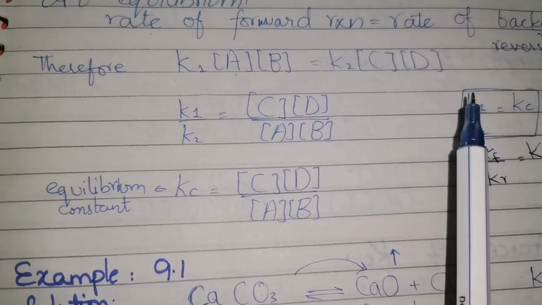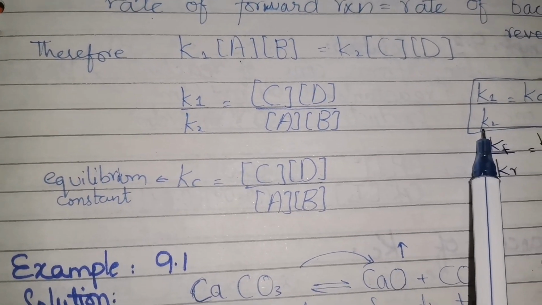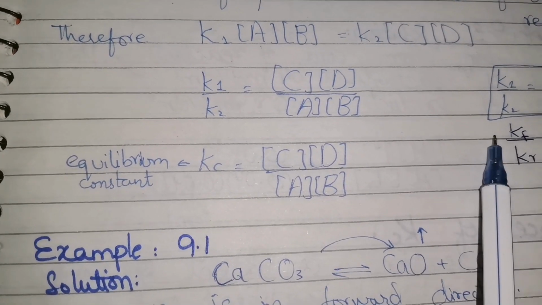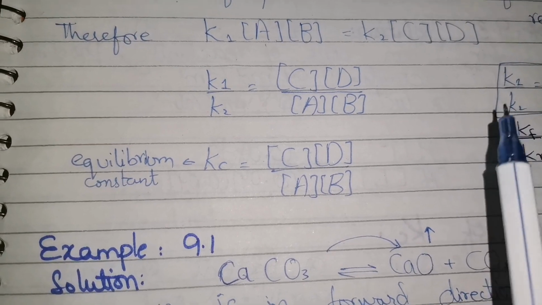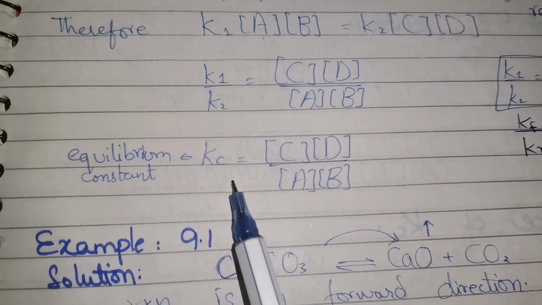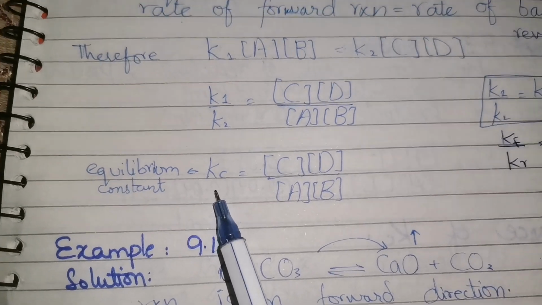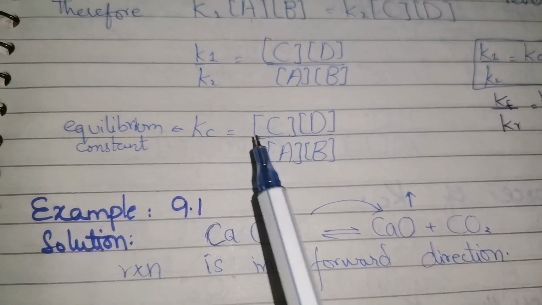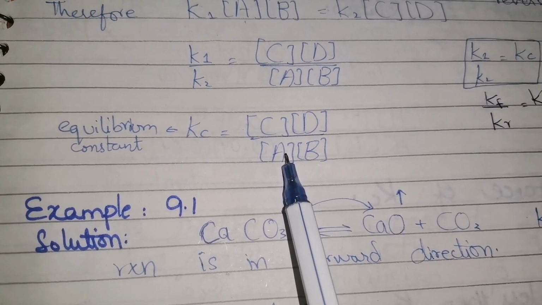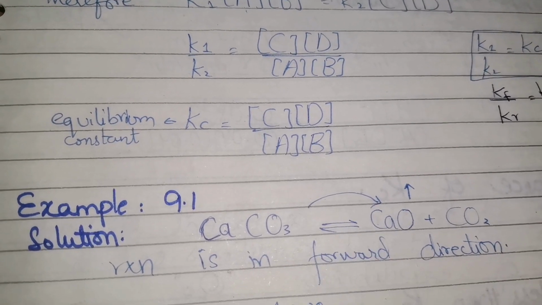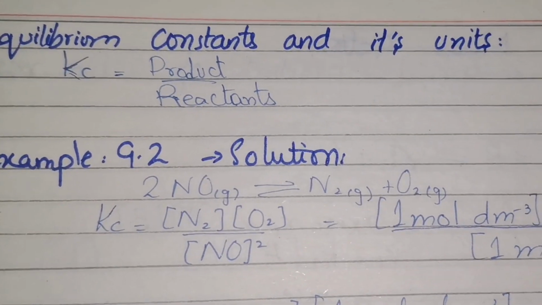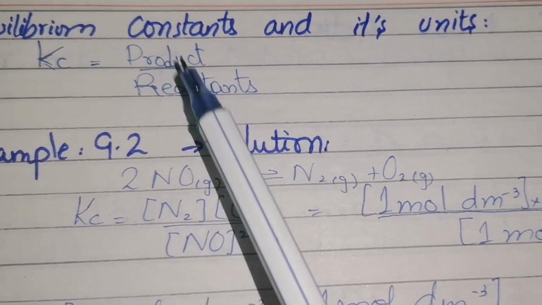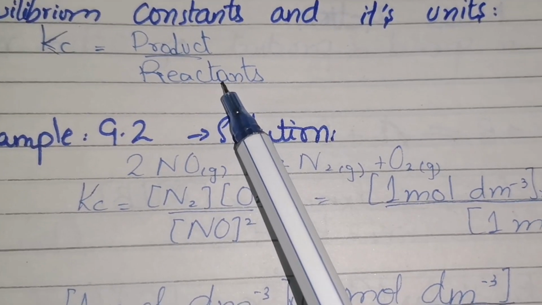Now we see here that K1 divided by K2 is equal to Kc, and similarly Kf divided by Kr, the rate of forward and rate of reverse reaction, is also equal to Kc. So we can write the equilibrium constant Kc, which is equal to CD divided by AB, product divided by reactant. We will discuss this example at the end of the lecture. So from the law of mass action, we know the equilibrium constant Kc is equal to product divided by reactants.